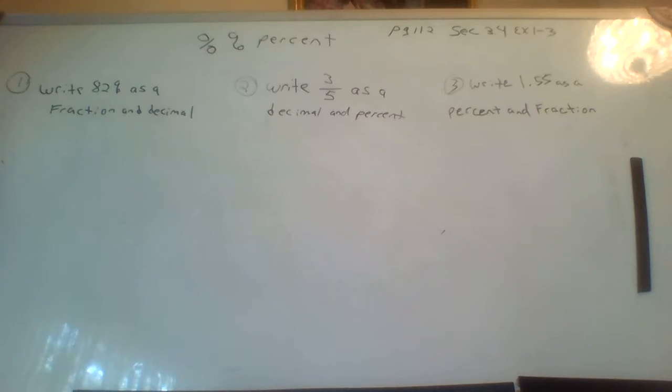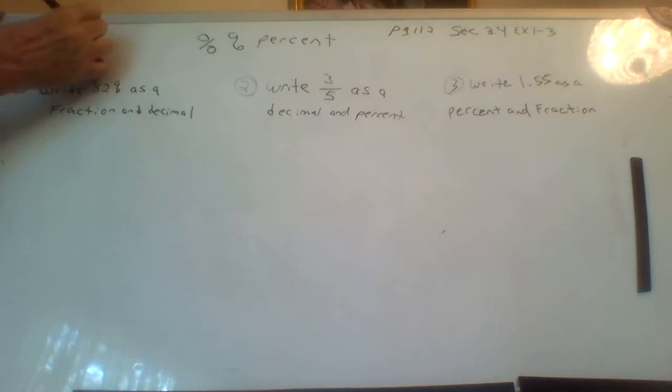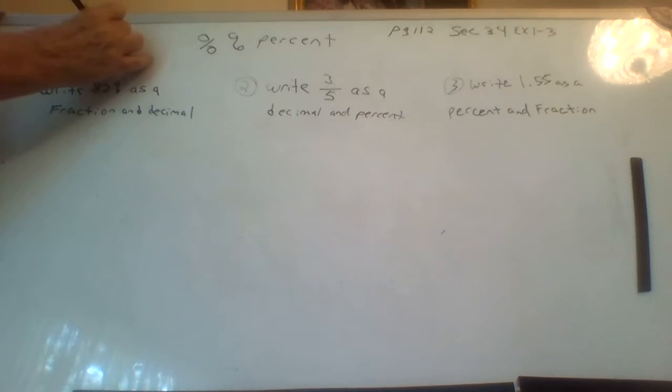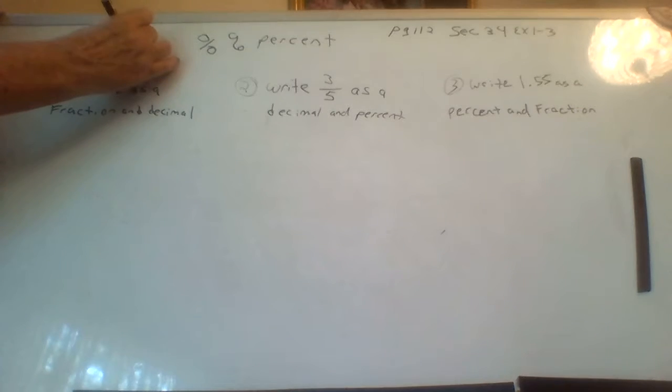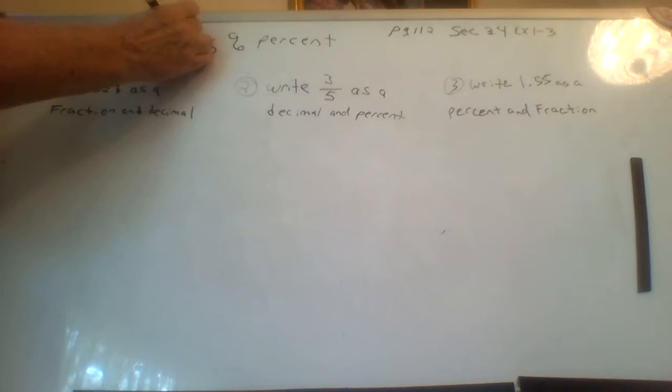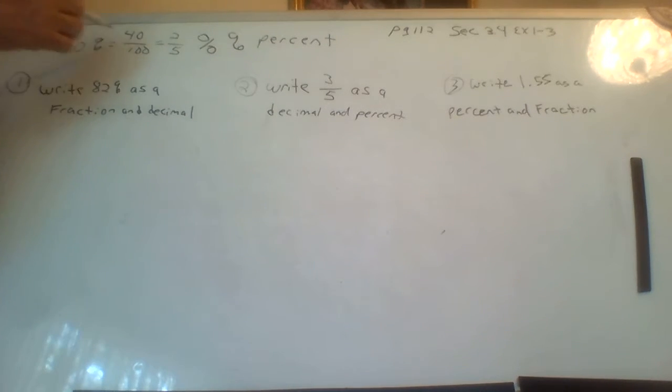All right. So for example, if I was talking about 40%, you would, to write that as a ratio, you drop the percent and put it over 100. So now we have a ratio using 100. And then you can reduce that and get 2/5. So 40% is the same thing as saying 40 over 100, and that equals 2/5.